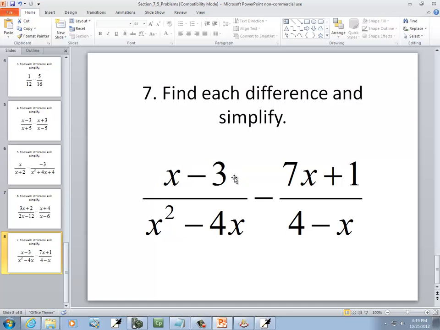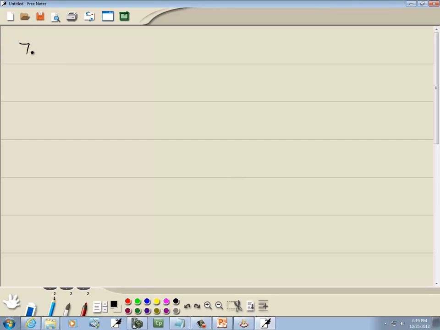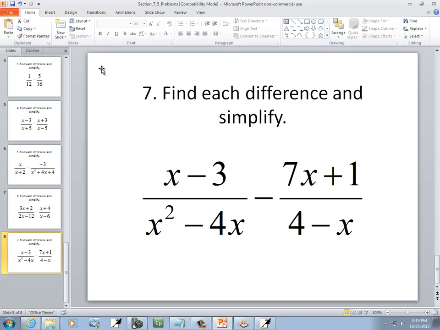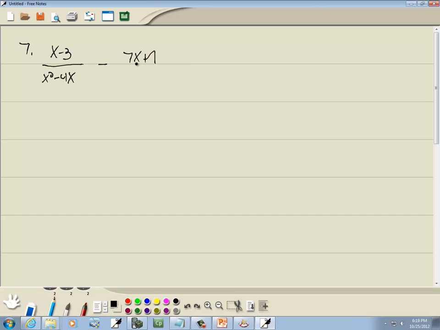And let's look at our last problem. We've got x minus 3 over x squared minus 4x minus 7x plus 1 over 4 minus x. Okay, now we want to factor the denominators. This one is GCF, and this one's wrong order. So we're going to have x minus 3, and here we'll factor an x out, and that gives us x minus 4.